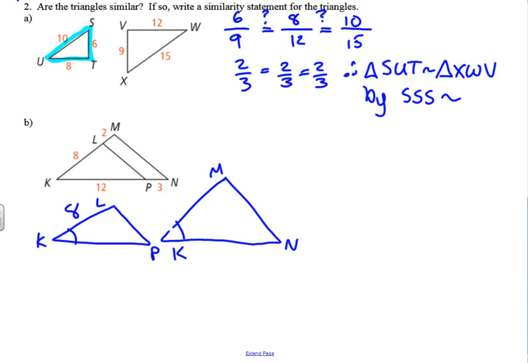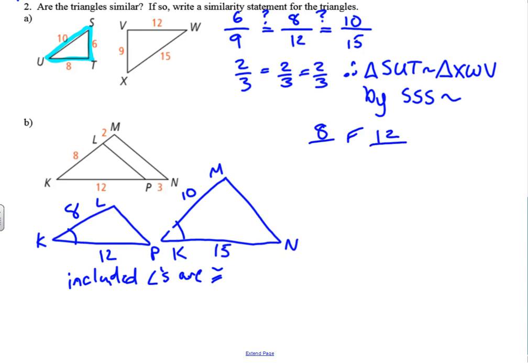And so we have 8 and 12. And then if we add 8 plus 2, we'd get 10 and 15. So the included angles between those two sides are congruent by the reflexive property. So the question is, are those sides proportional? We do 8 and 12, 8 corresponds with 10, 12 corresponds with 15. So this is a question mark right now.